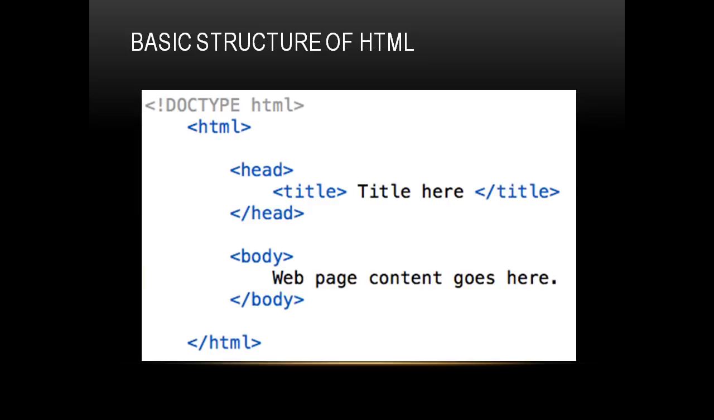Our next topic is basic structure of HTML. All HTML documents must start with a document type declaration. The doc type declaration represents the document type, or we can say it defines what type of content the document contains. It must appear only once at the top of the page before any HTML tag.